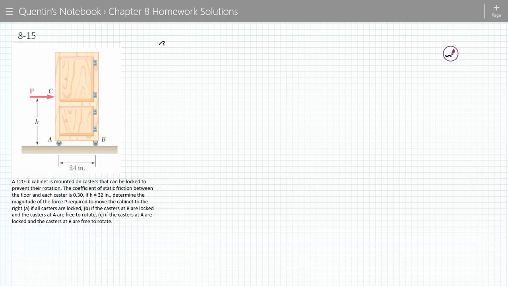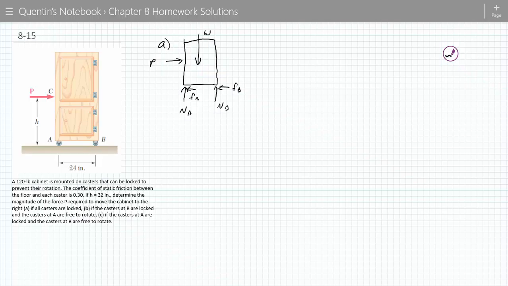So for A, let's draw our free body diagram. You have the weight of this thing coming down. It's 120 pounds, but let's call it weight. We have some force P. Now we have forces here and here. I'm going to call these N_A and N_B, the normal force at A and B. And then you have your friction at B and your friction at A. Okay, so that should be our free body diagram, and I'm thinking that's pretty much correct.